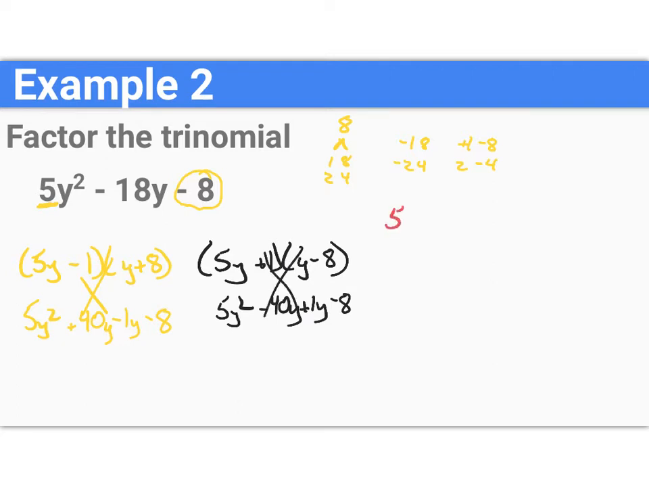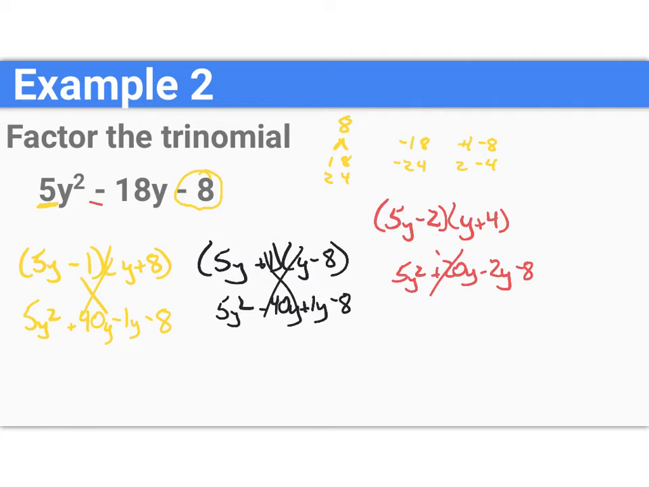Let's try 5y minus 2 and then y plus 4. All right, 5y squared, outers plus 20y, inners minus 2y minus 8. 20 minus 2 is positive 18. We have a negative 18. Okay, so as you can see, we had to try several factors.